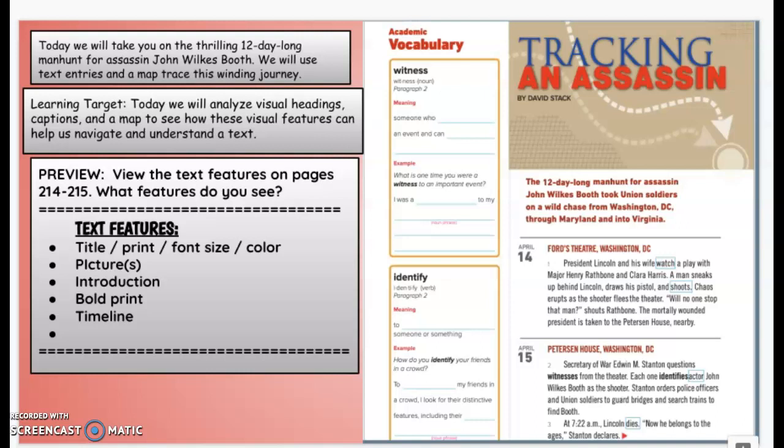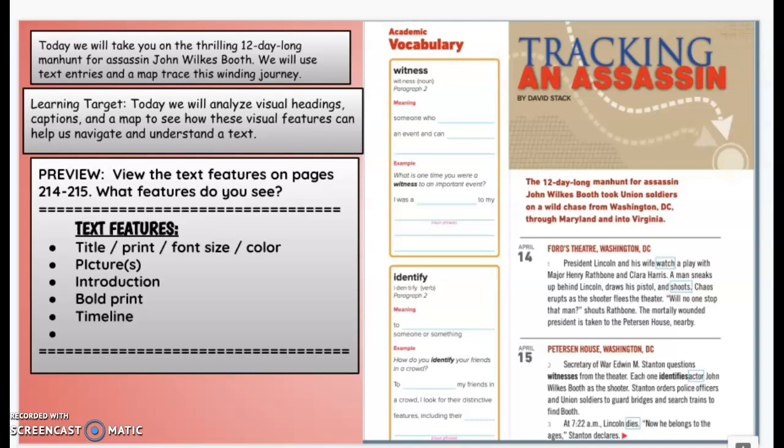There's an introduction on page 214. You'll notice there's headings, and again, could be bold print. We're going to see different colors. And then again, when you're looking at the timeline, you're going to see a lot of dates on the map on page 215. In addition, you'll see at the bottom of the page, there's a key.